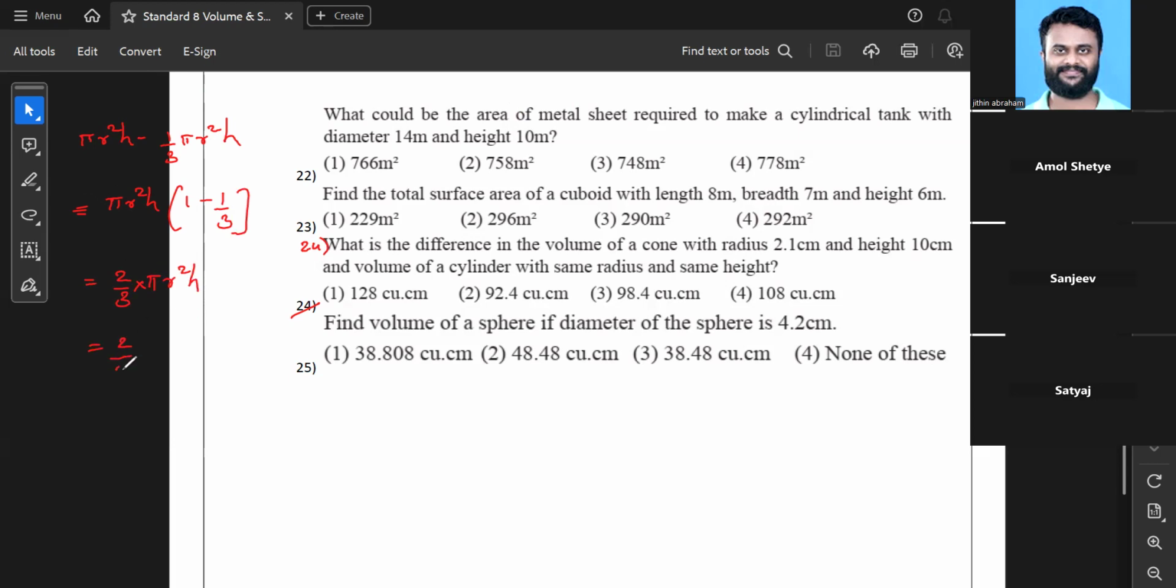So let's find 2 by 3 multiplied by pi. का value क्या डालना है? You have 2.1 which is a multiple of 7, so I'll put 22 by 7. Radius is 2.1, 2 times. Height is 10. So 7 into 3 is 21. 2.1 into 10 is 21. So from the numerator I cancel 21, from the denominator also I cancel 21.